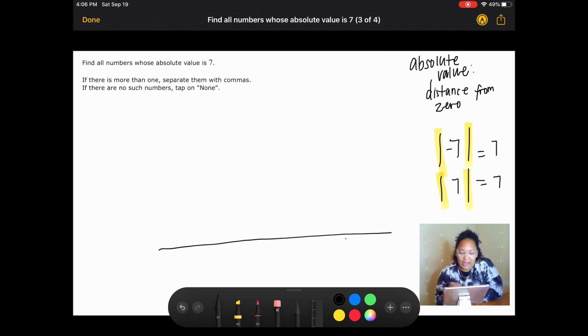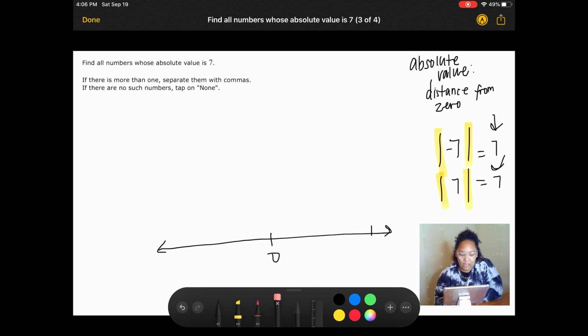A lot of people are like, okay, but what does that mean? The absolute value is really just talking about the distance of a number from 0. Now I need you to understand distance can only be positive, and that is why these numbers are always positive.